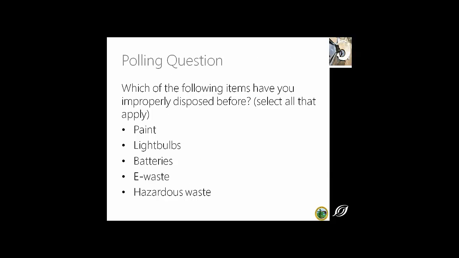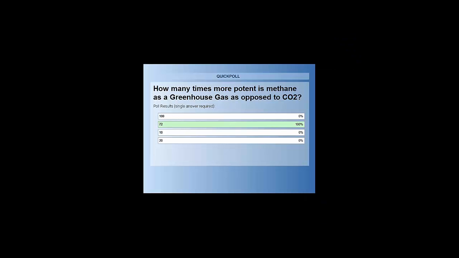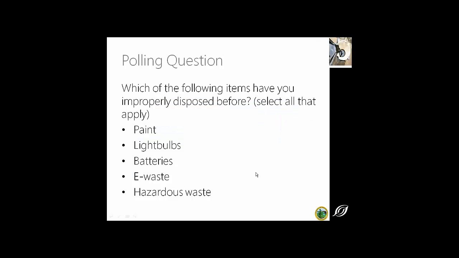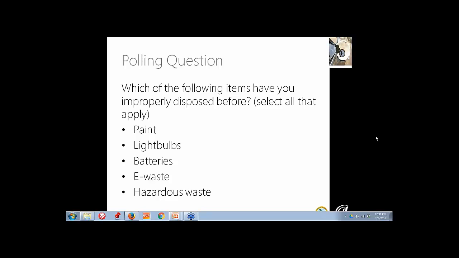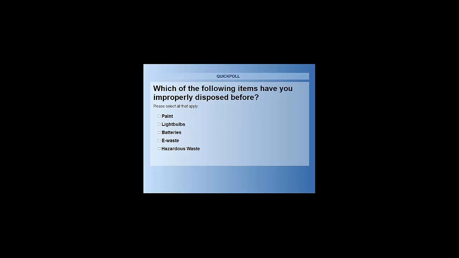Okay, one last polling question, and nobody's going to judge you, nobody will know what your answer is, but which of the following items have you improperly disposed of before because you didn't have convenient access or even know that they were eligible for disposal through another system? If you answered that, the poll should pop up. We need a couple more people to vote.